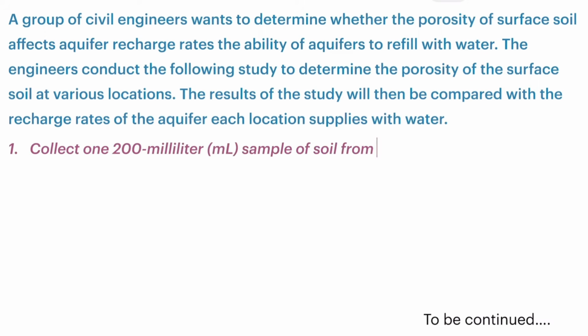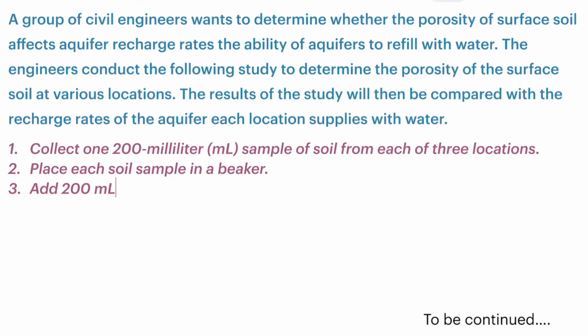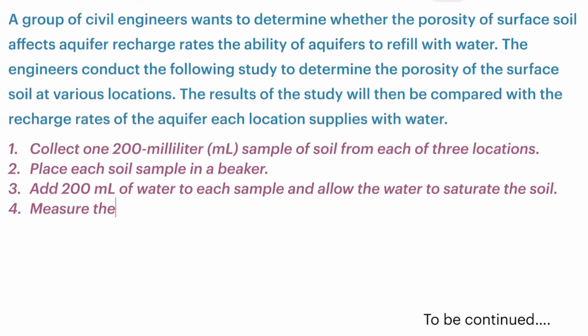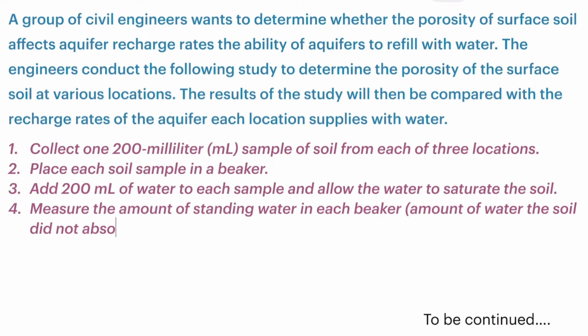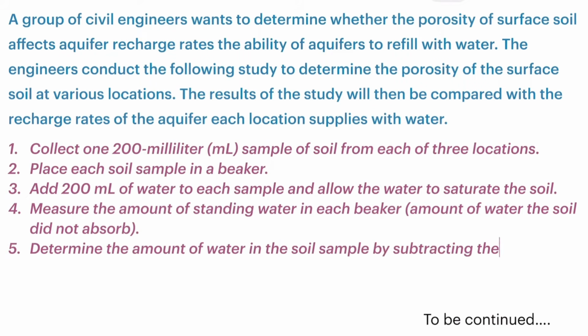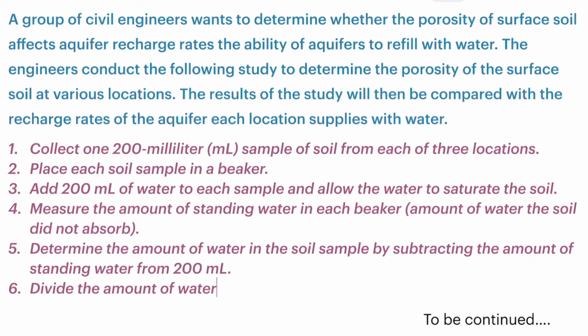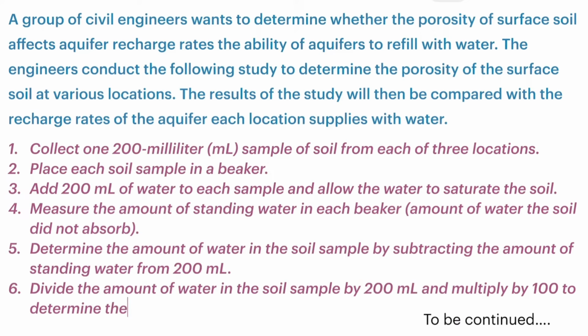1. Collect one 200 milliliter sample of soil from each of 3 locations. 2. Place each soil sample in a beaker. 3. Add 200 milliliters of water to each sample and allow the water to saturate the soil. 4. Measure the amount of standing water in each beaker, the amount of water the soil did not absorb. 5. Determine the amount of water in the soil sample by subtracting the amount of standing water from 200 milliliters.